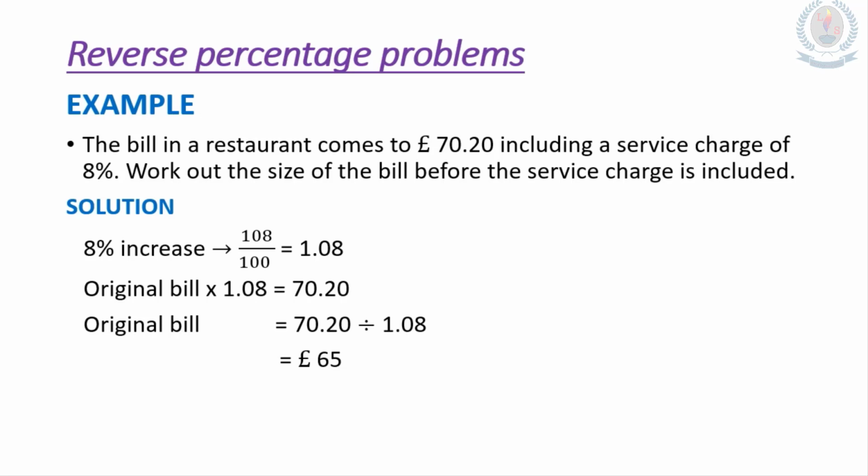What is the amount they paid? 70.20 you can use for that. You have to find the original bill. How can you find it? It equals 70.20 divided by 1.08. The final answer is 65 pounds.